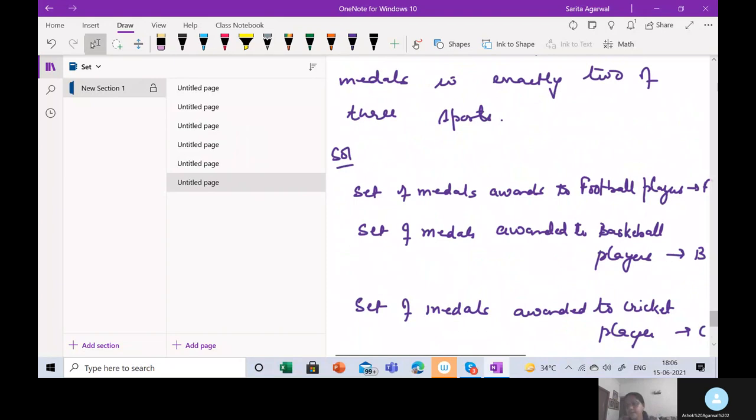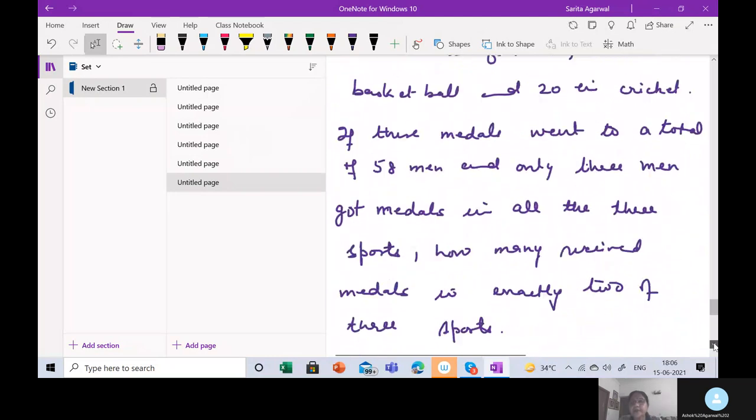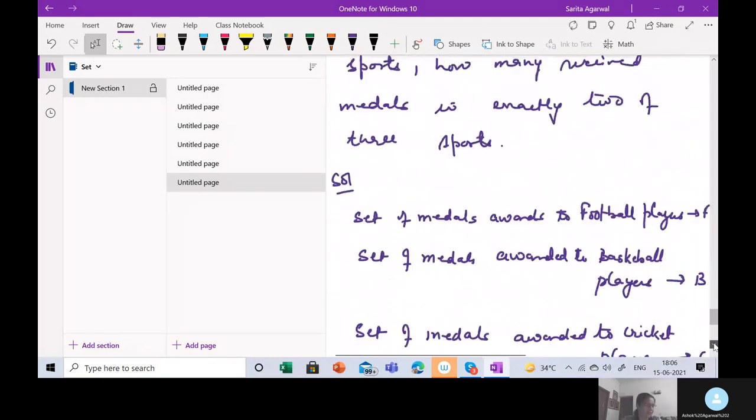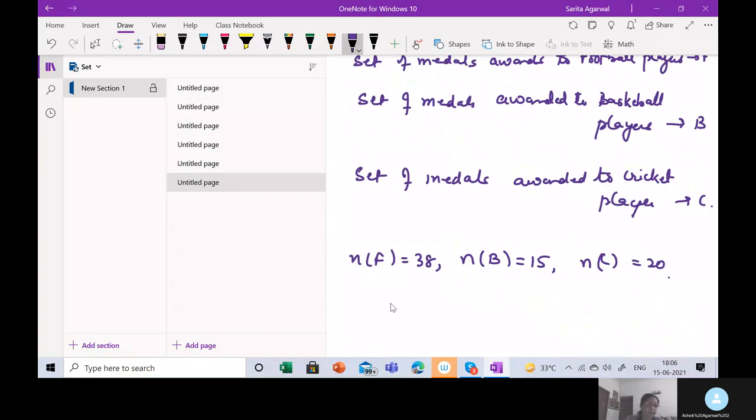So, the number of medals awarded to football players is 38. The number of medals awarded to basketball players is 15. The number of medals awarded to cricket players is 20. And in total, medals went to 58 men.